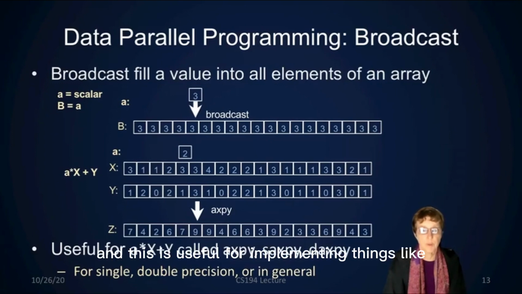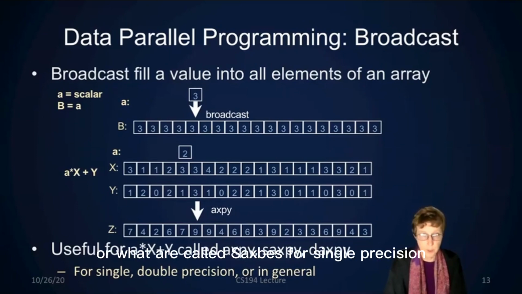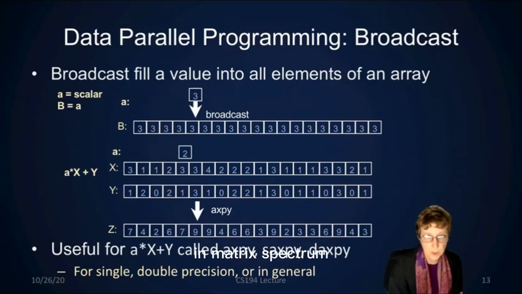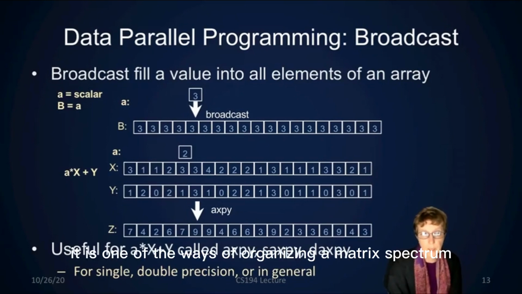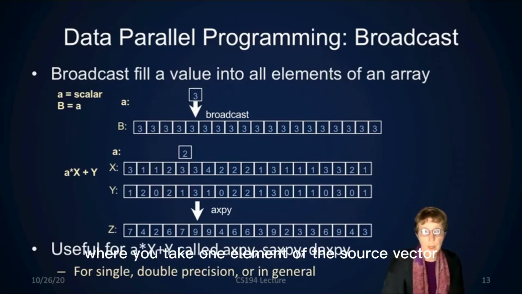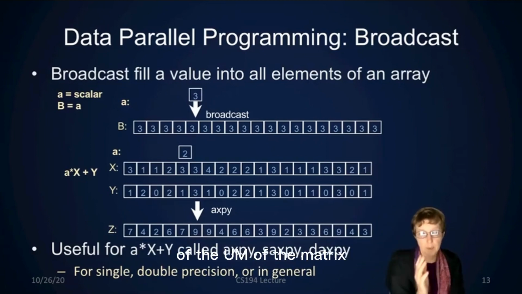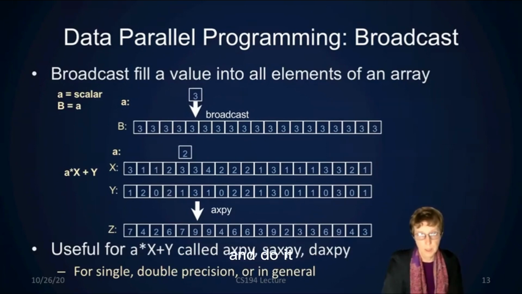This is useful for implementing things like AX plus Y, or what are called SAXPYs for single precision, or DAXPYs for double precision. You use those in matrix vector multiply. It is one of the ways of organizing a matrix vector multiply, where you take one element of the source vector, broadcast it down the column of the matrix, multiply that element that you broadcast times every element of the column, and then do a plus equals on the result vector.